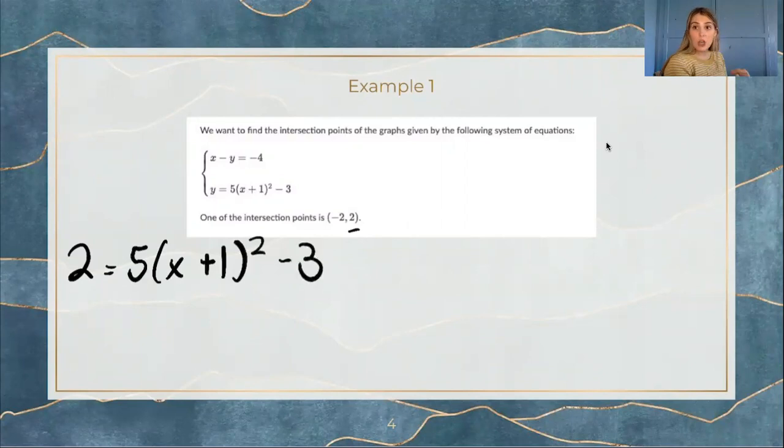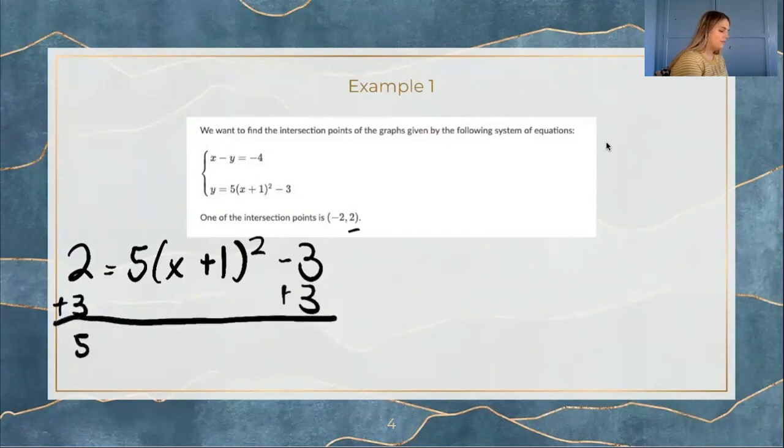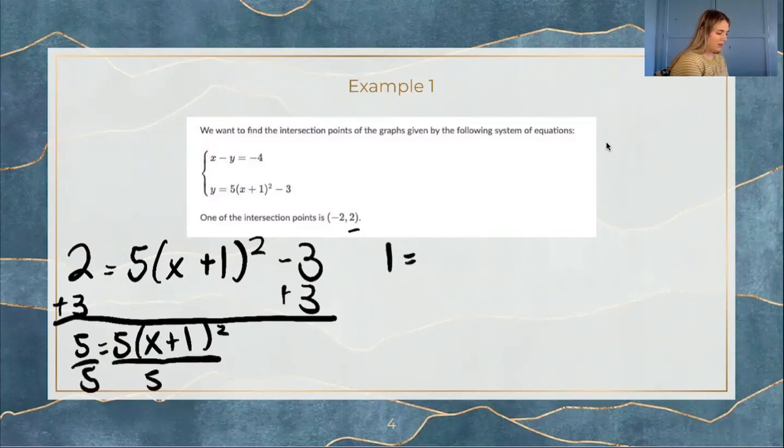I'm doing this because I know with parabolas or quadratics, there's normally two numbers that can equal that y value. So I'm going to just solve the equation like normal for x. Ooh, ran out of room. Okay, and I end up getting 1 equals x plus 1 squared, and then I find the square root.